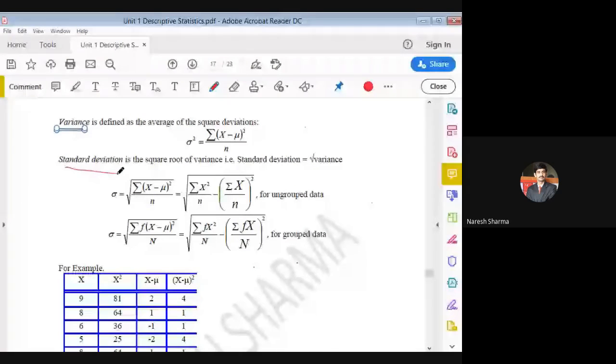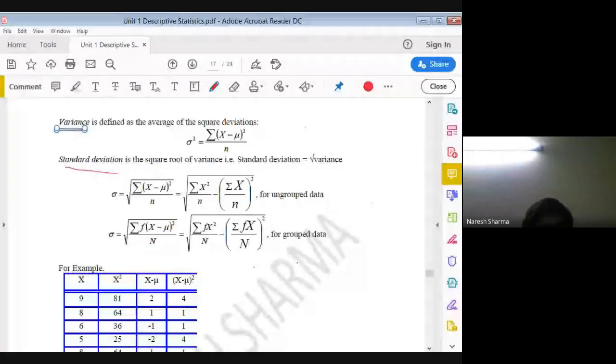So the formula of the variance for ungrouped data is the summation of (x minus mu) square, divided by n. And if we take the square root of this, then it is the standard deviation, as standard deviation is just the square root of variance. If we expand this, we get the square root of summation x square by n minus (summation x by n) whole square. So these are for the ungrouped data.